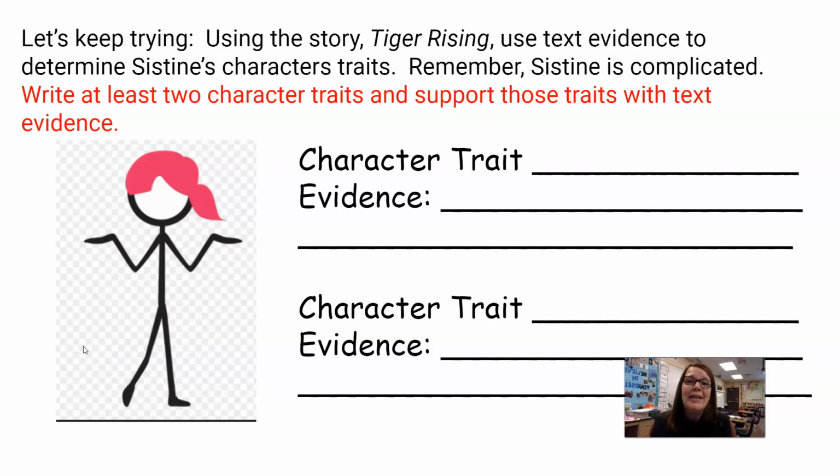So using the story again, Tiger Rising, let's think of Sistine. Think of some character traits that we might choose for Sistine and think about the evidence that we would use to support our choices for character traits. Pause, think, and write.